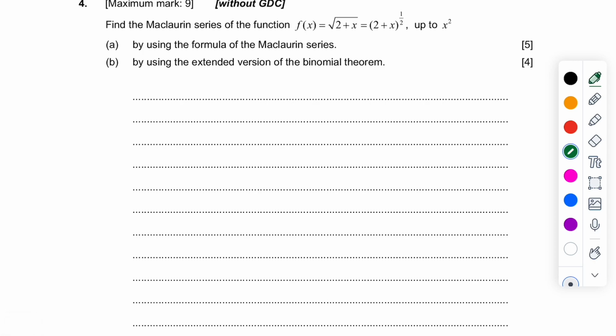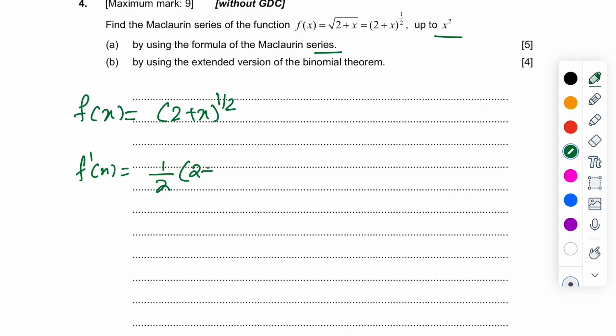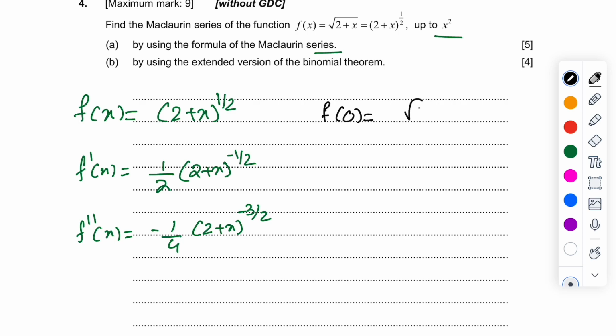Question number 4. By using the formula for Maclaurin series up to x square, meaning up to the second derivative. f of x equals (2 plus x) to the power of half. So f prime x will become 1 upon 2 times (2 plus x) to the power of negative half. Then f double prime x will become minus 1 upon 4 times (2 plus x) to the power of negative 3 upon 2.